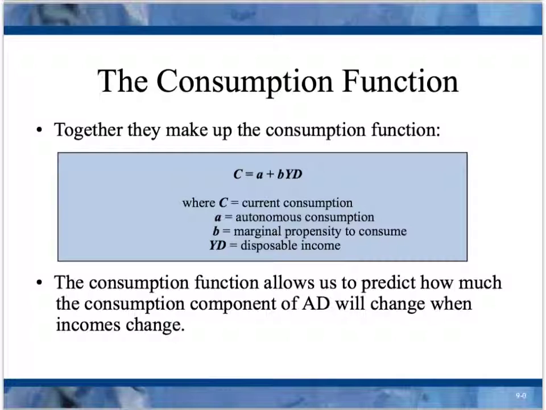Look at the consumption function. As you see, together they make up the consumption function. Consumption is autonomous consumption plus B times disposable income. B here is the marginal propensity to consume. The consumption function allows us to predict how much the consumption component of aggregate demand will change when income changes.